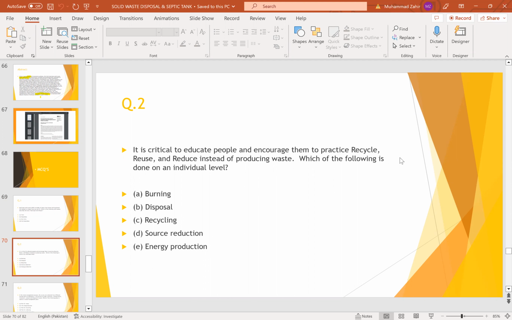It is critical to educate people and encourage them to practice recycle, reuse, and reduce instead of producing waste. Which of the following is done on an individual level? Burning, disposal, recycling, source reduction, energy production. E. Alpha. The correct option is D, source reduction.